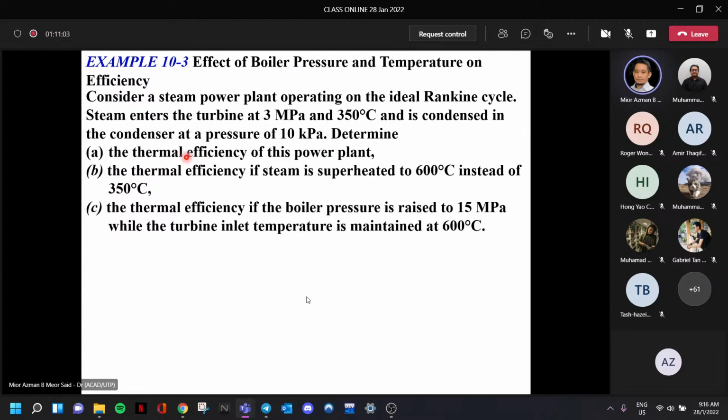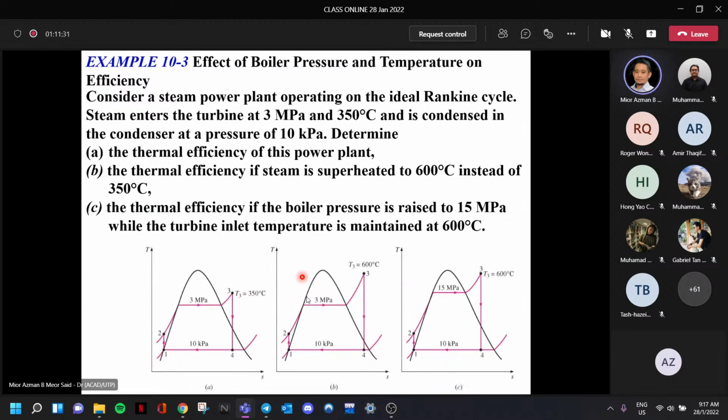We get the A first, and B, if now we increase the temperature of the boiler, superheated up to 600 Celsius instead of 350, what will happen? And C, the thermal efficiency, if the boiler pressure is now increased to 50 megapascal, what will happen to the efficiency? So we look at A first. In this case, the condenser pressure is being lowered to 10 kilopascal.